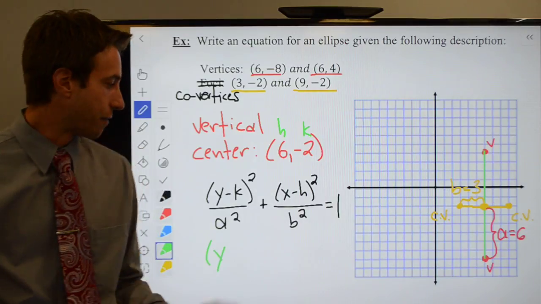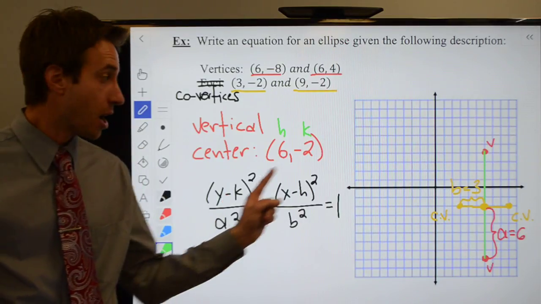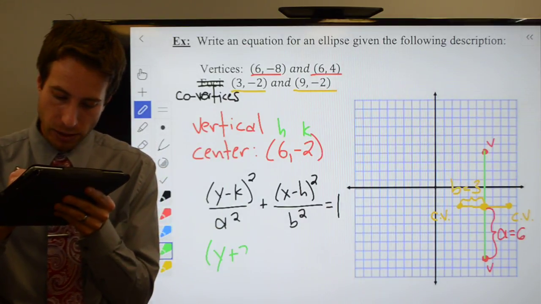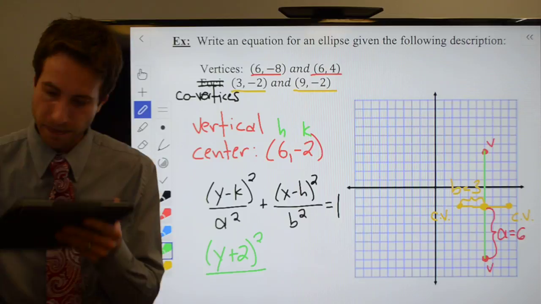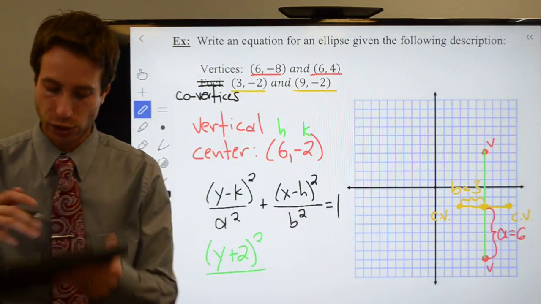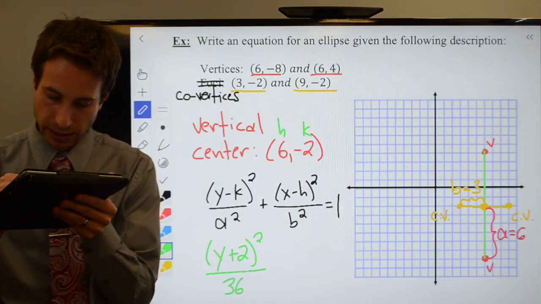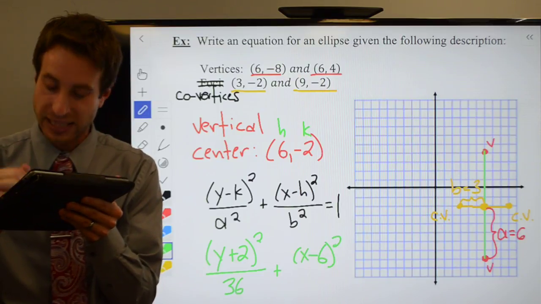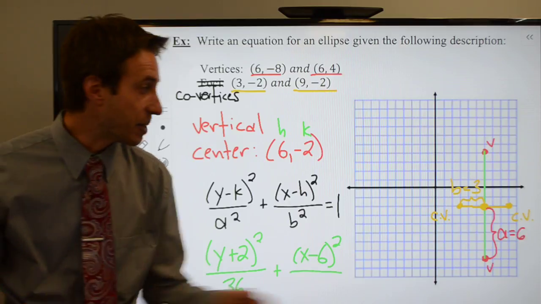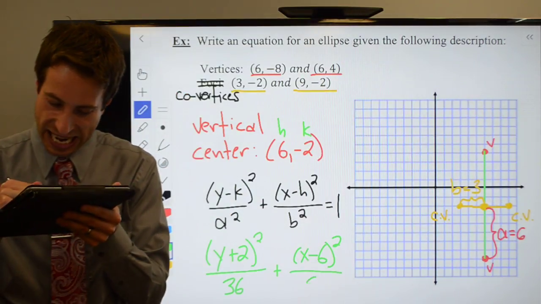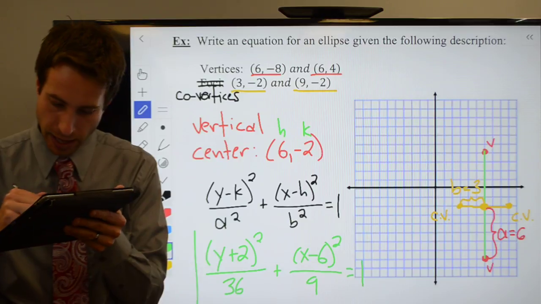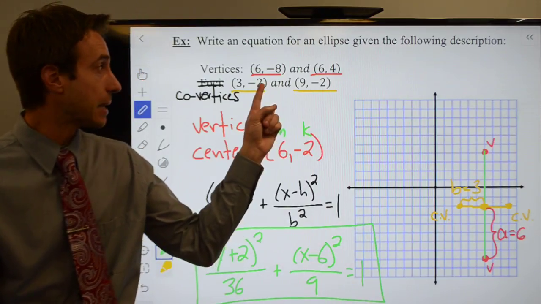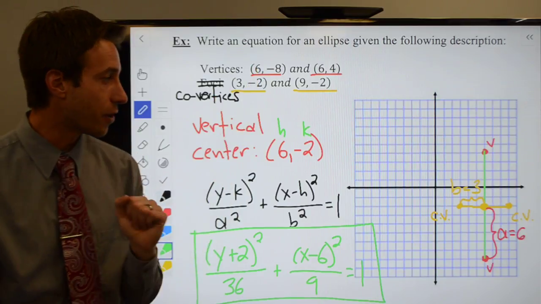y. Ooh, careful. y minus a negative 2. Negative, negative becomes a positive. So (y plus 2) squared over a is 6, and 6 squared is 36, plus (x minus 6), because it's x minus h, all over b is 3. 3 squared is 9. That's all equal to 1. And there you go. Your equation for the ellipse with the vertices and co-vertices.